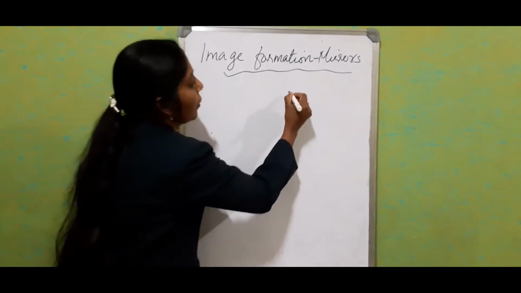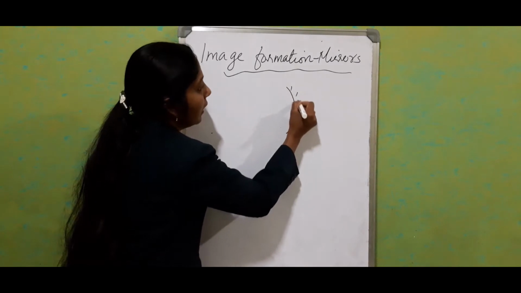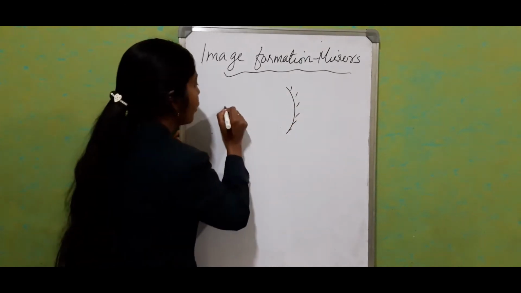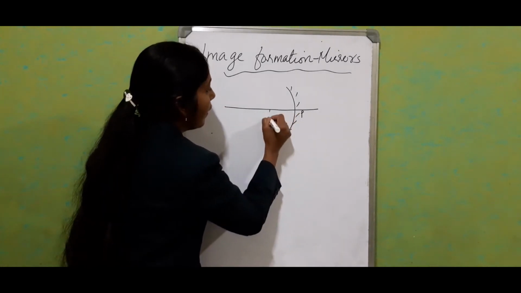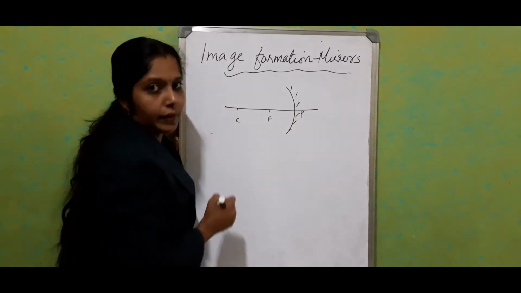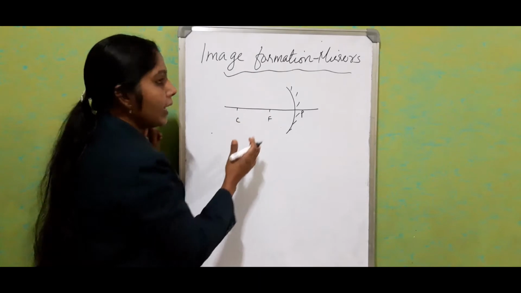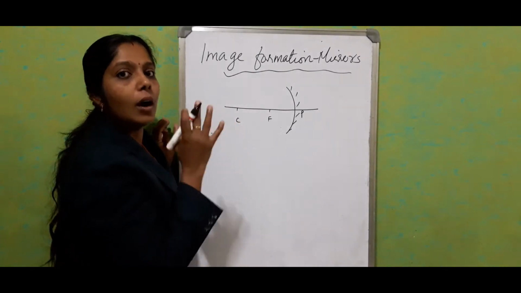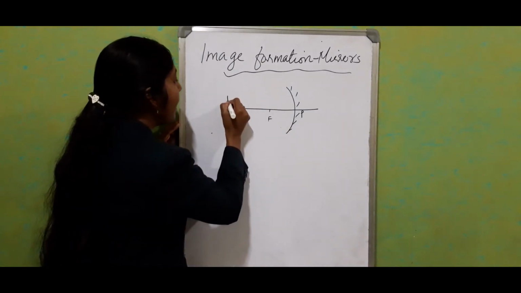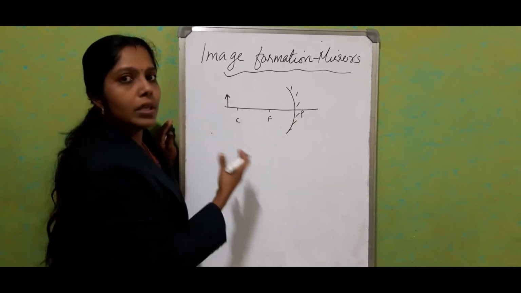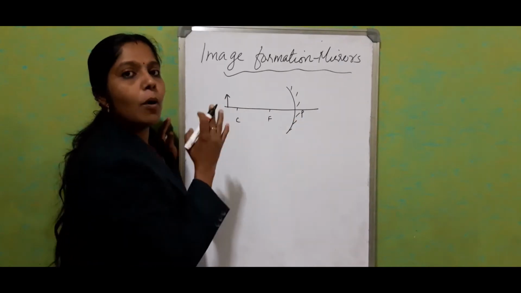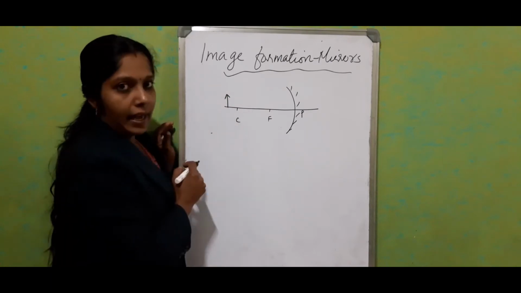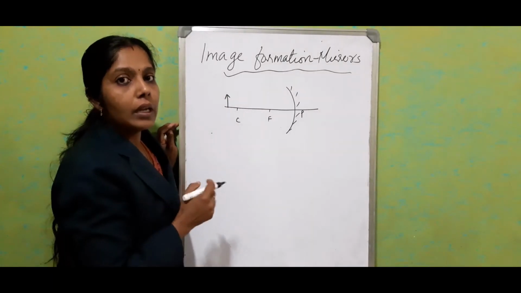We know that this is the way we draw the figure, and there should be a principal axis, the pole, the focus and the center of curvature. Always keep the object on the left side of the mirror. Any position we can keep it; that we'll discuss later. But always on the left side. That is our first rule.